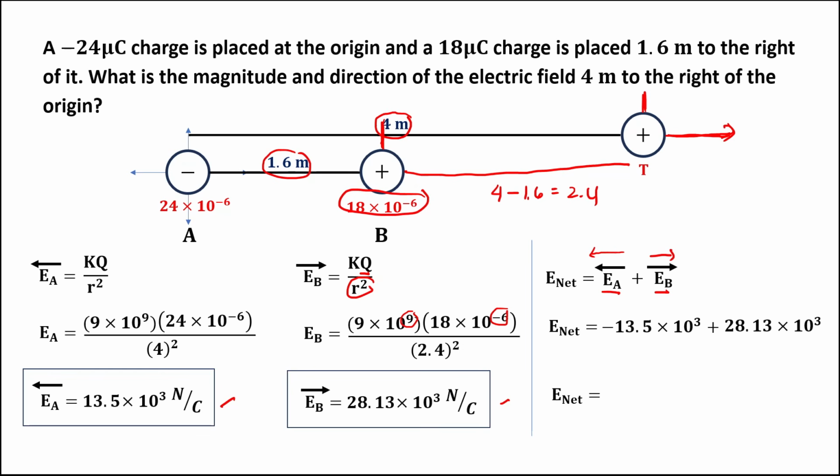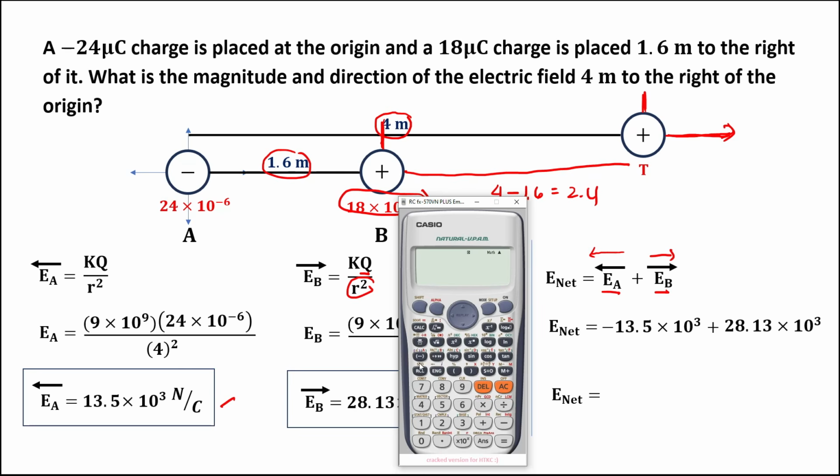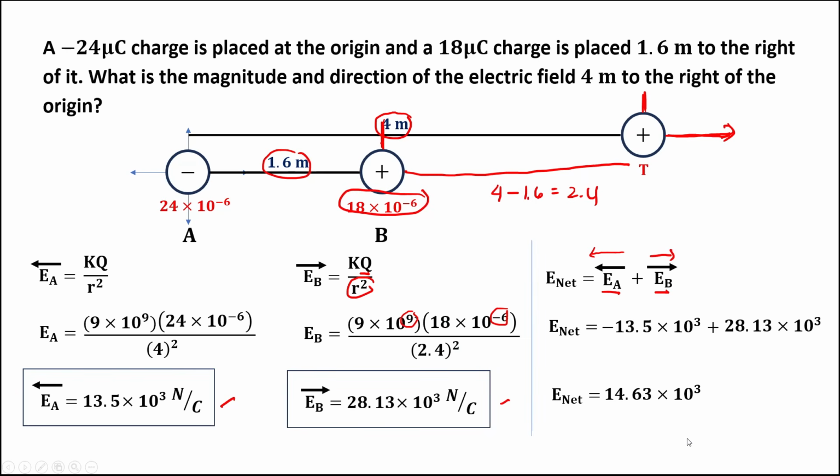Then to find the net electric field, we have negative 13.5 plus this positive 28.13. This is equal to 14.63. Then just copy the exponent because these two exponents are equal. Again, the unit is Newton per coulomb. For the direction, since this one is positive, the direction of this net electric field is to the right.